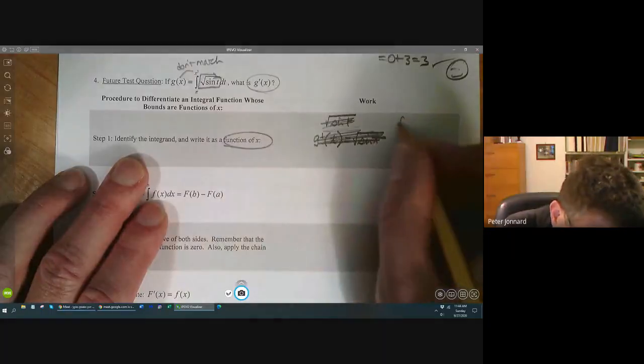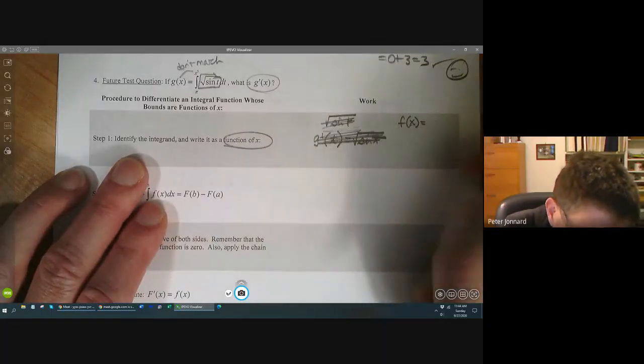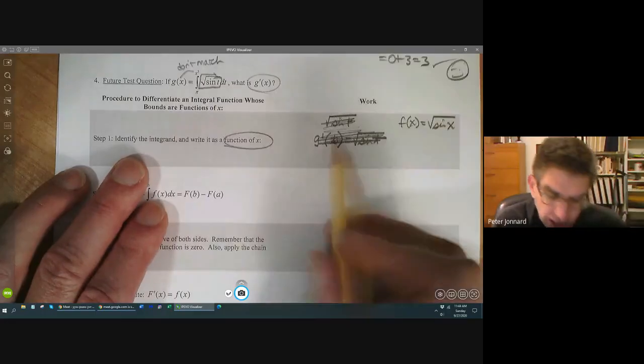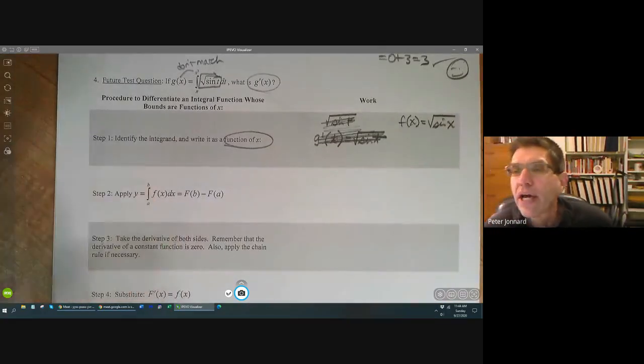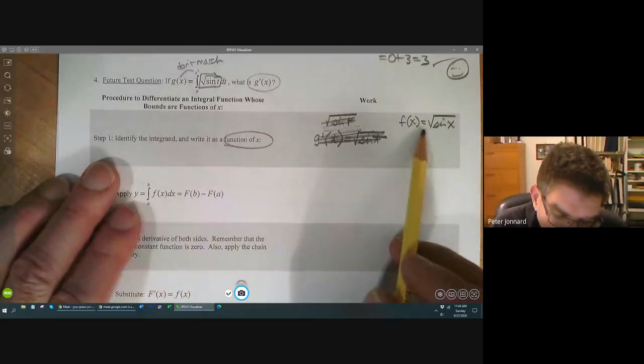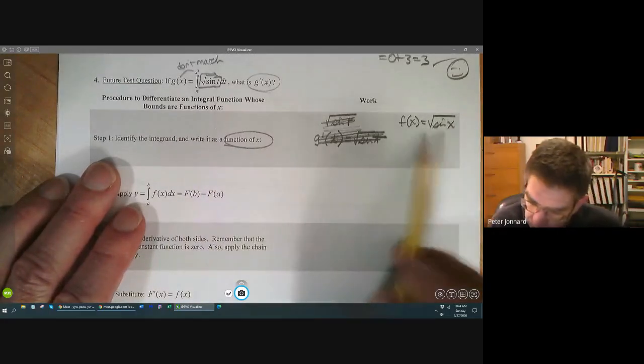I'm going to say f of x is equal to the square root of the sine of x. My apologies here. All righty. F of x is equal to the square root of the sine of x. Rewrite the integrand as a function of x. There we go.